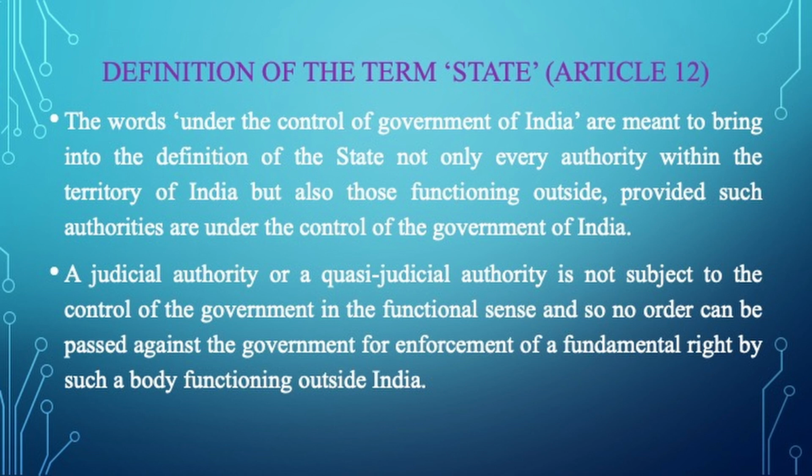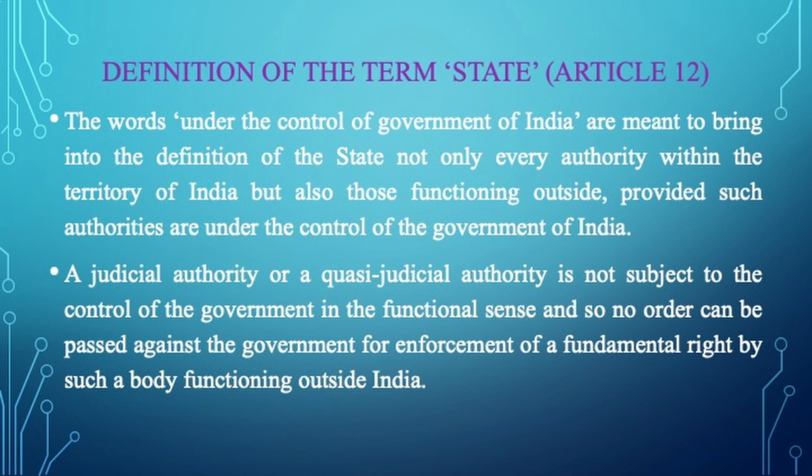A judicial authority or a quasi-judicial authority is not subject to the control of government in the functional sense, and so no order can be passed against the government for enforcement of a fundamental right by such a body functioning outside India. The mere fact that the authority is appointed and is subject to the disciplinary action by the government does not determine the question of control. What is necessary is a control of the functions of the authority.